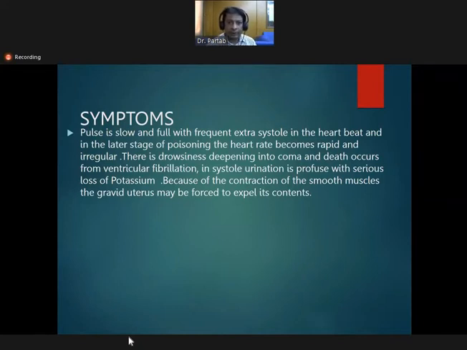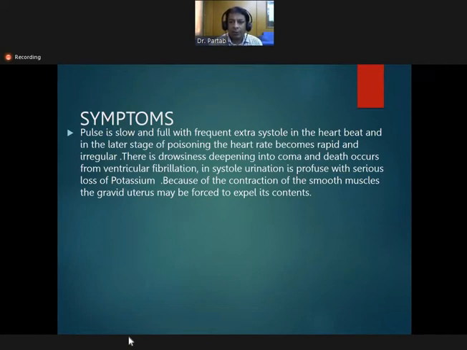There is drowsiness, deepening into coma, and death occurs in the advanced stages of toxicity. Death occurs from ventricular fibrillation. The cause of death of this drug is ventricular fibrillation. Ultimately, the cause of death is ventricular fibrillation due to this drug intoxication.